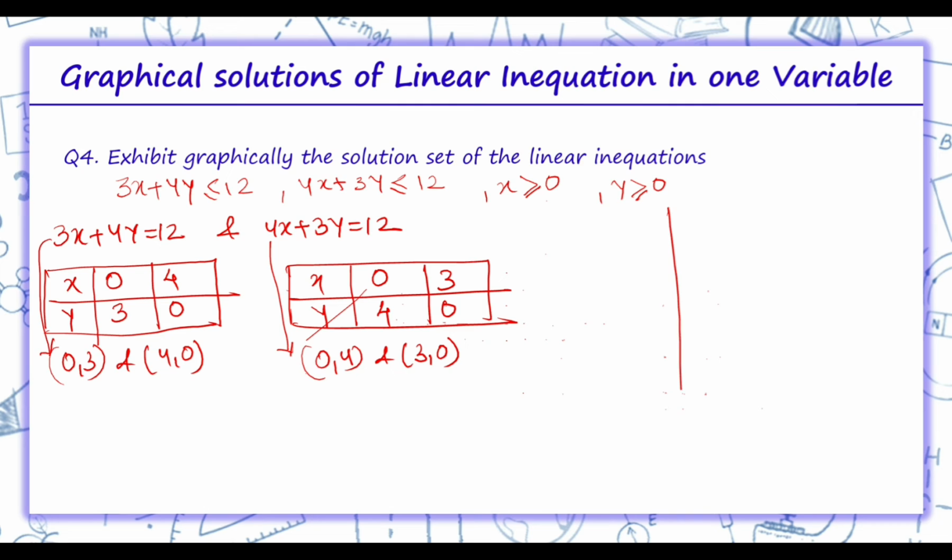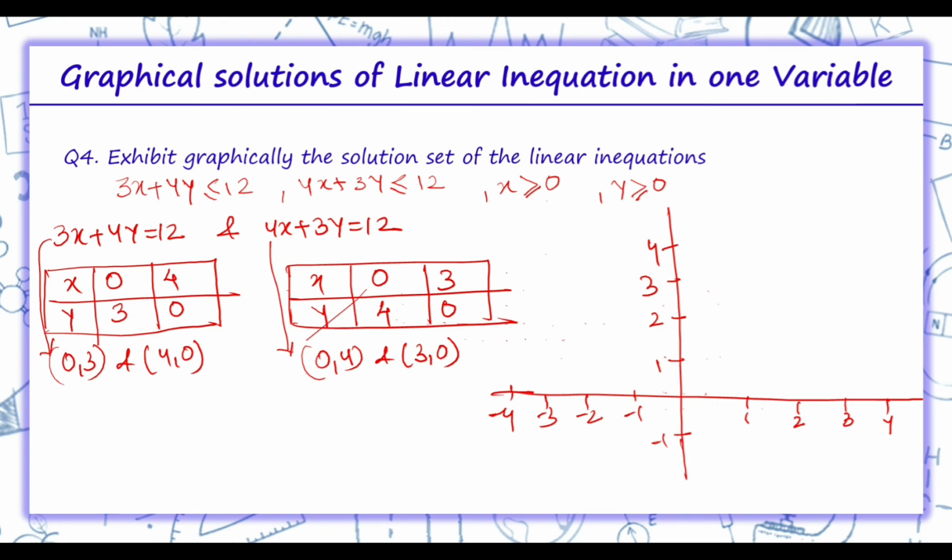We'll plot it on a graph. So we have 1, 2, 3, 4. Similarly over here 1, 2, 3, 4. This side minus 1, minus 2, minus 3, minus 4, minus 1, minus 2, minus 3. So the first coordinate is (0, 3), so (0, 3) will come over here. The second coordinate is (4, 0), so it will come over here.